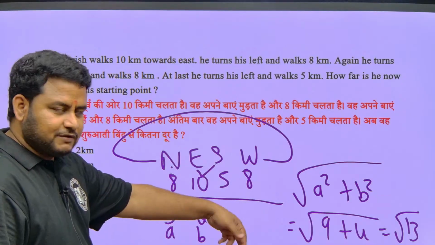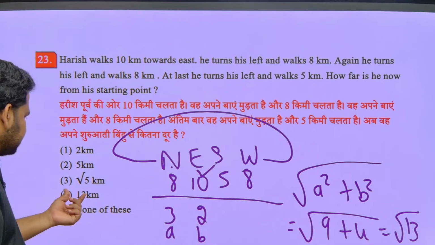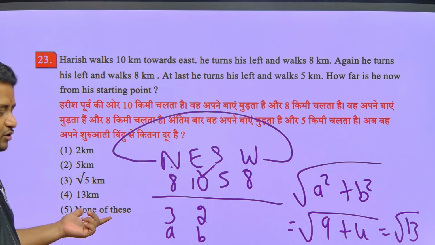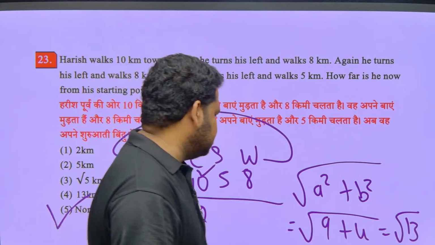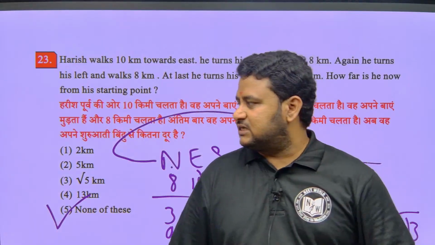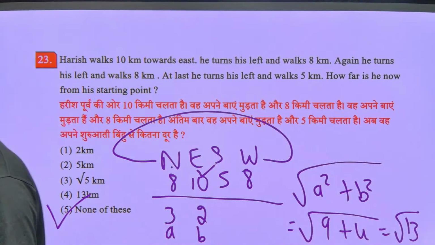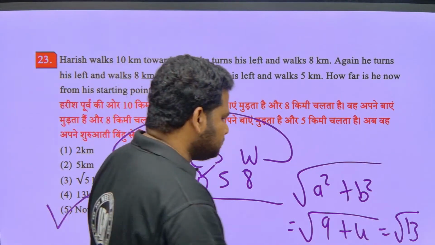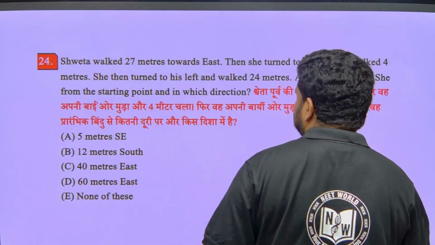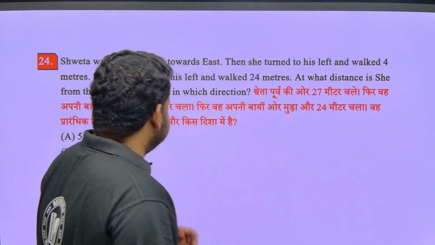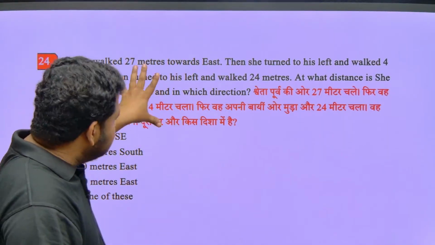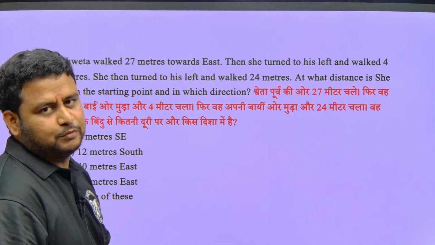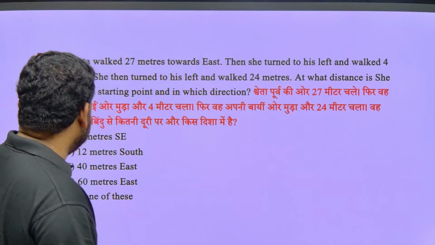We have 13 kilometers in the options, but we should get square root of 13 kilometers. So the answer is none of these. None of these is the right answer to this question, friends. Clear? Let us move to the next question. Two more questions we will do and then we will wind up. We will meet in the next class, where we will be doing the same topic or come up with a new topic.